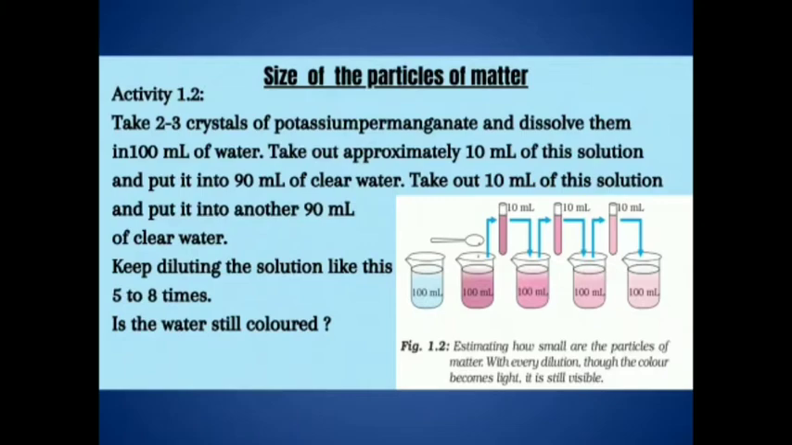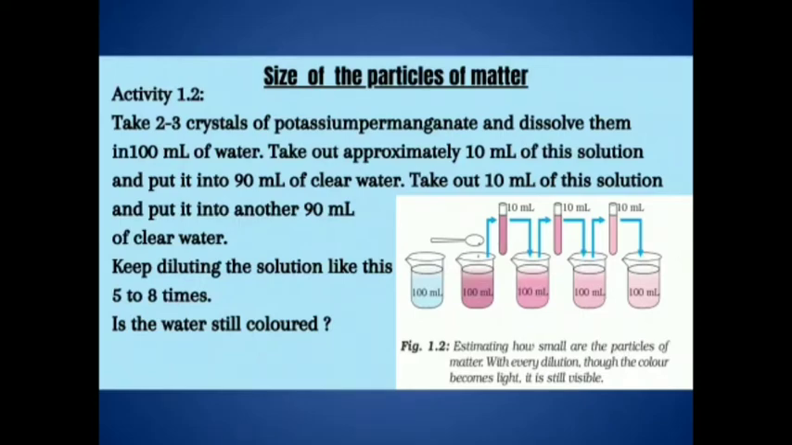Now what is the size of particles? Let's understand that. For that, we'll do an activity. We will take 2 to 3 small crystals of potassium permanganate and dissolve them in 100 ml of water, as you can see here in this picture. What will happen? The color of water will change because of the potassium permanganate. The plain water has turned into potassium permanganate solution.